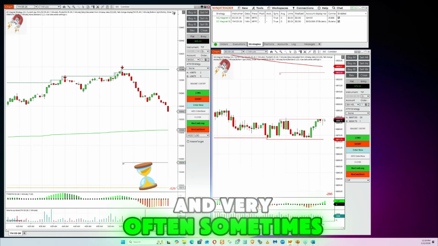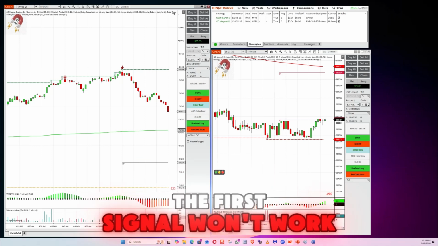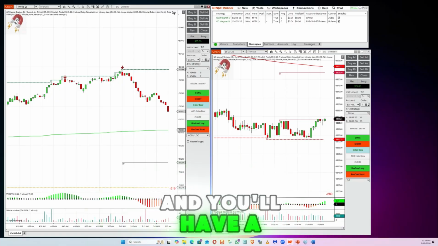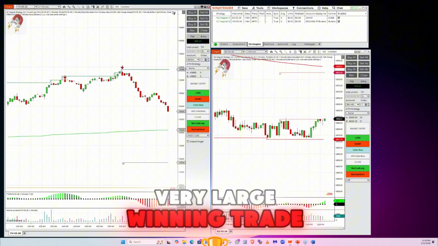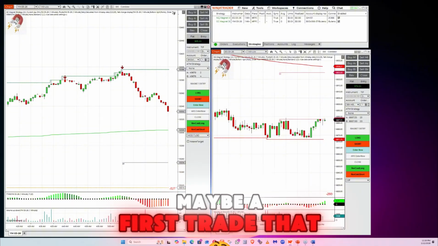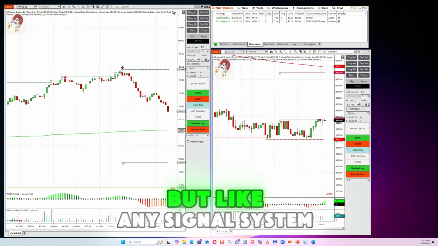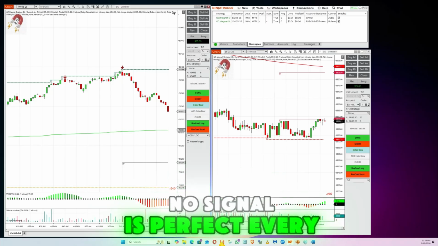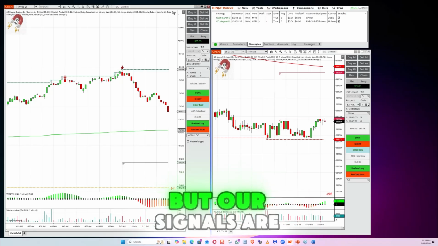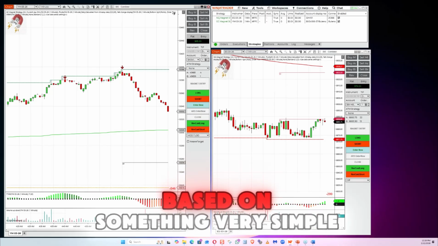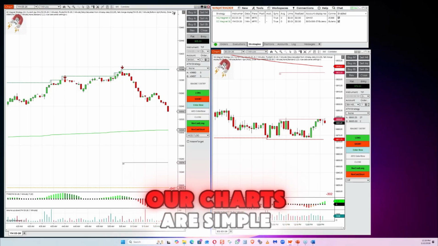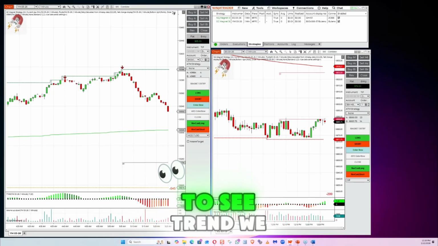And very often, sometimes the first signal won't work, but the second signal will, and the second signal will be huge. And you'll have a very large winning trade to make up for maybe a first trade that didn't work. But like any signal system, no signal is perfect every single time, but our signals are based on something very simple, and it's trend. And our charts are simple to see trend.